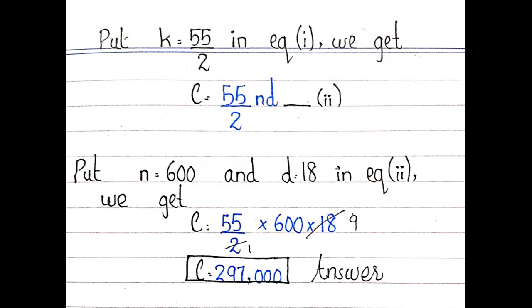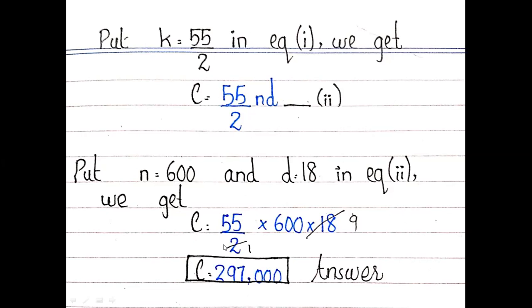So over here we have made another equation again because this question was sort of twisted. And now we are going to put the value of N, that is 600, and the value of D, that is 18, in equation number 2. This is our equation number 2. The value of N is 600 and the value of D is 18. We have to find the value of C. We have to find the cost of the labor workers.